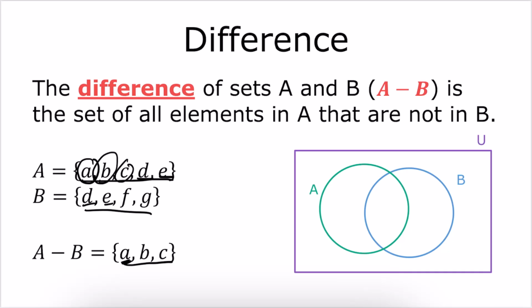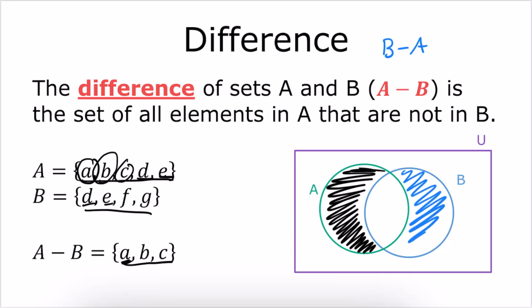So if we were to draw this on a Venn diagram, the difference of sets A and B would basically be this region right here. And it does matter which order you write this in, because if I were to write the difference of sets B and A, that would be this region here. And so the order does matter, because the difference is defined to be the set of all of the elements that are in the first set that are not in the second set.